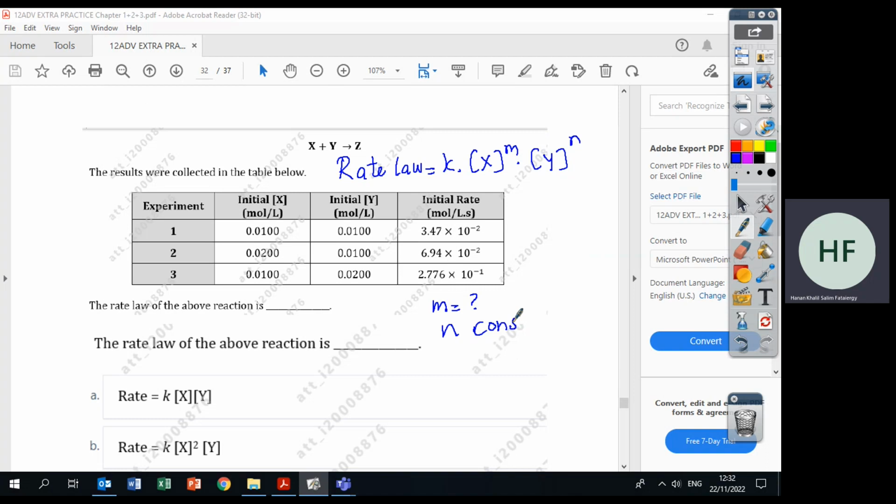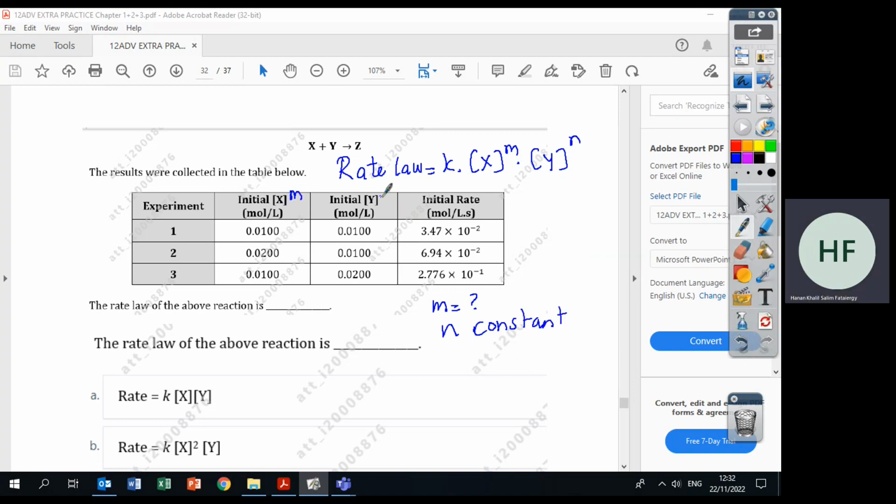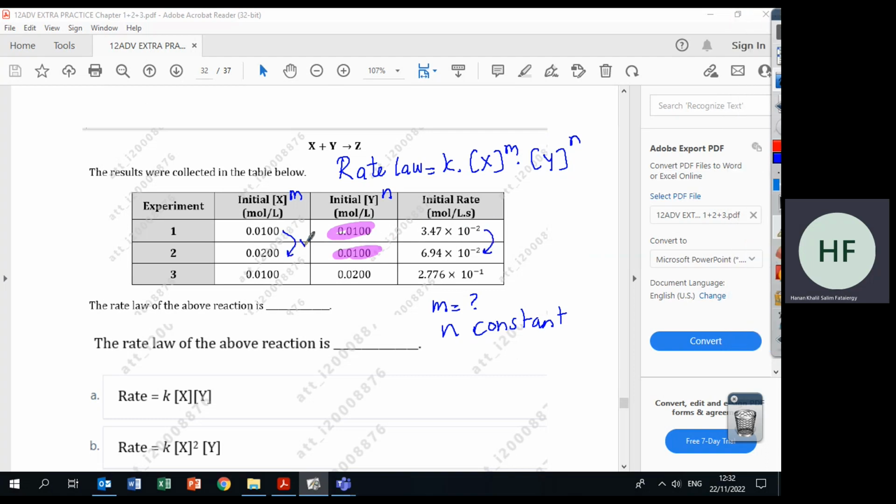Okay, N is constant. In which experiment? This is M and this is N. I will choose the same N. So this is experiment 1 and 2. What happened here and what happened here? Here times 2, here times 2. Okay, so I will choose experiment 1 and 2. 2 power m is equal to 2, so m is equal to 1.